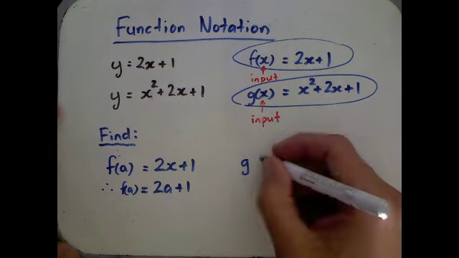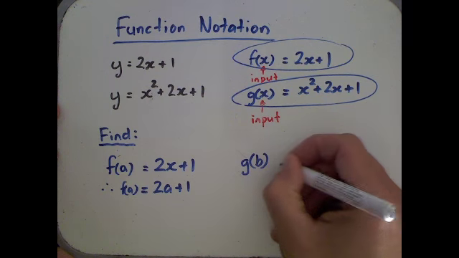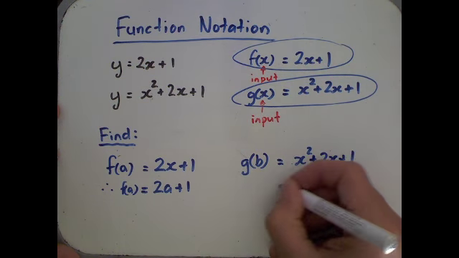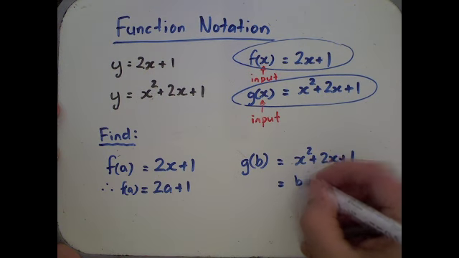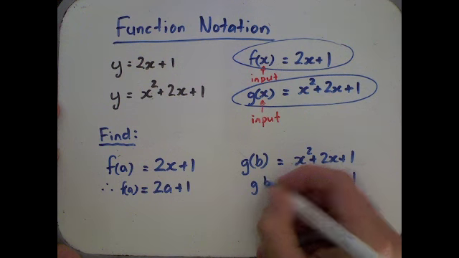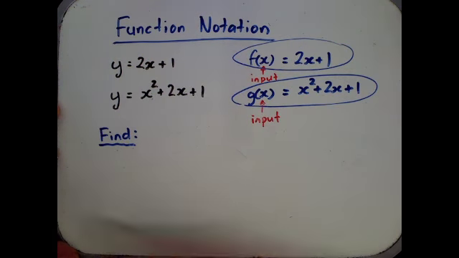Alright, let's look at this in the g of x function. Let's say we want to put g of b in there. Again, we replace the x to get b squared plus 2 times b, or 2b, plus 1. So g of b would simply equal b squared plus 2b plus 1. So that's an expression, not a value.